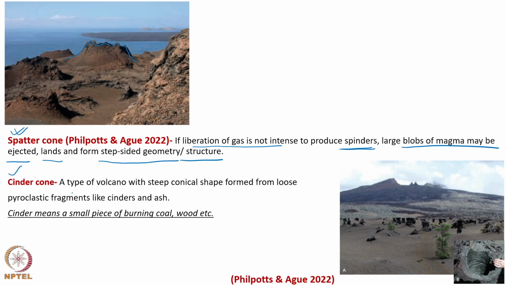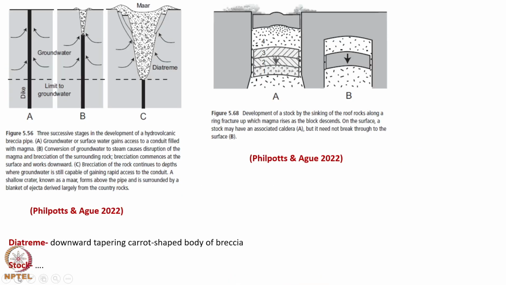What is a cinder cone? It is a type of volcano with a steep conical shape formed from loose pyroclastic fragments like the cinders and ash. What is the meaning of the word cinder? Cinder means a small piece of burning coal or wood, etc. And here is the photograph for your interpretation. Let us see the definition of stock. Suppose within this magma chamber, the roof rock has collapsed. In that case, a stock is produced. So, this one is covered.